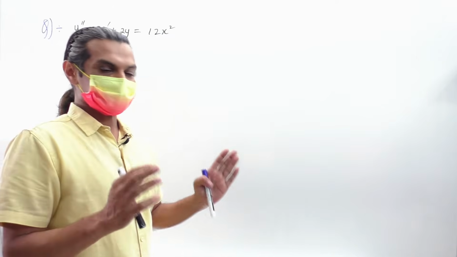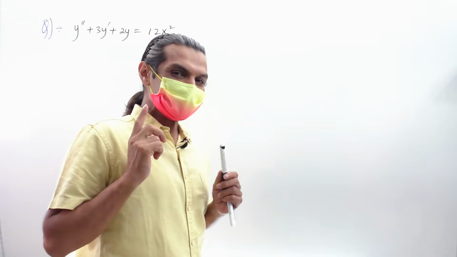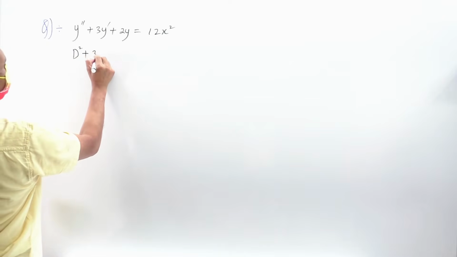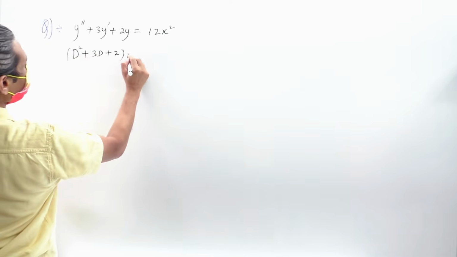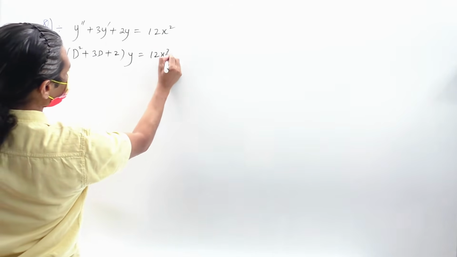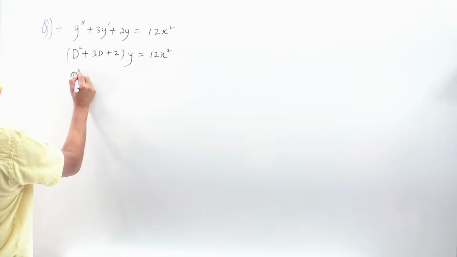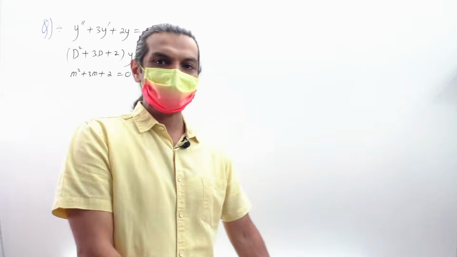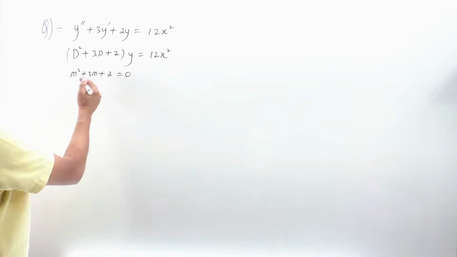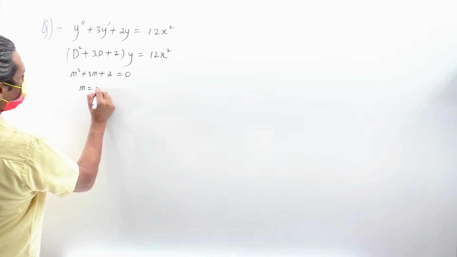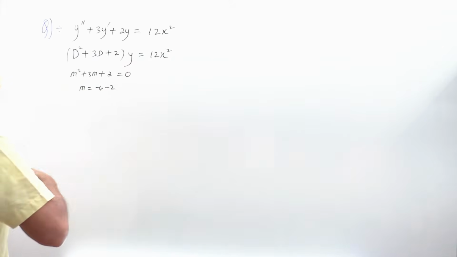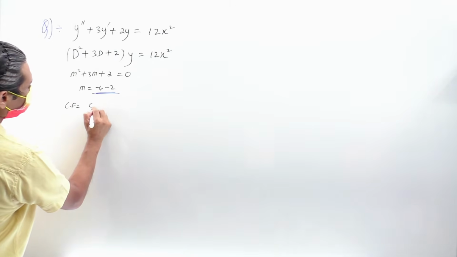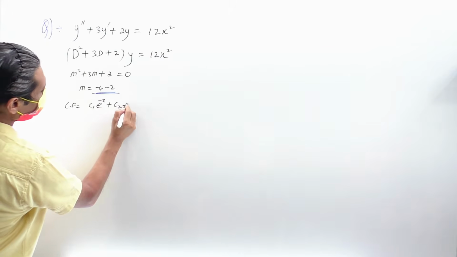Now how to solve this? First, we find the complementary function always. So y double dash is D square, so D square plus 3D plus 2 into y equals 12x square. Now we write the auxiliary equation: m square plus 3m plus 2 is equal to 0. Use a calculator, or this is a very simple equation. So we can write m is equal to minus 1 and minus 2. So we know the roots here. After finding the roots, the complementary function will be c1 e raised to minus x plus c2 e raised to minus 2x.